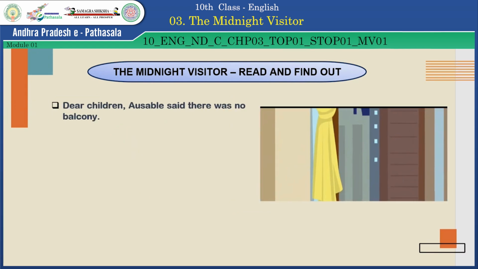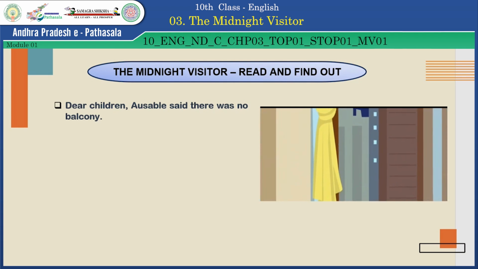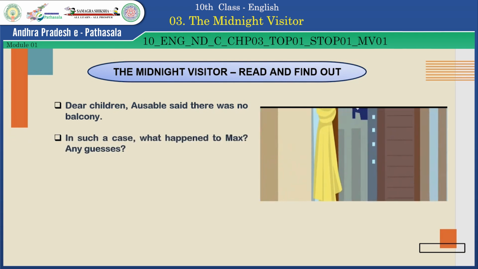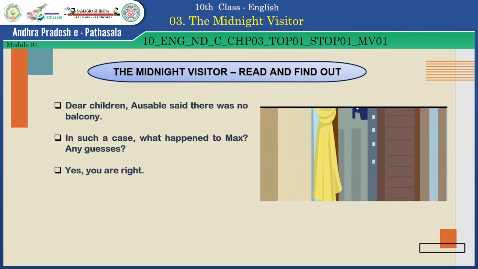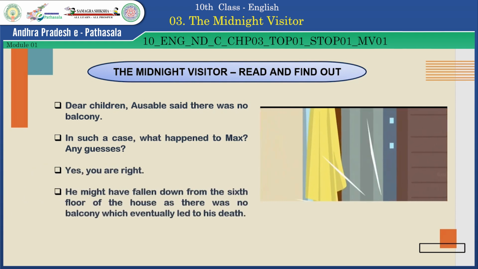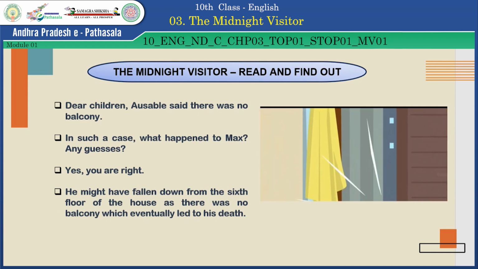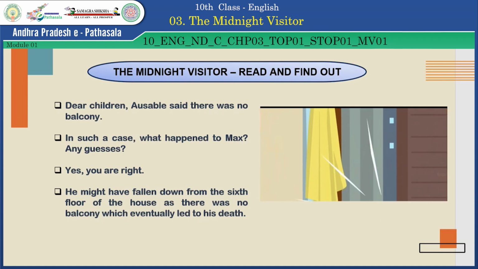Dear children, Asabul said there was no balcony. In such a case, what happened to Max? Any guesses? Yes, you're right. He might have fallen down from the 6th floor of the house, as there was no balcony, which eventually led to his death.